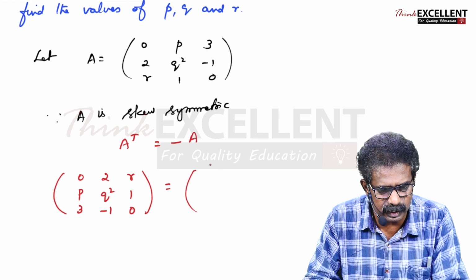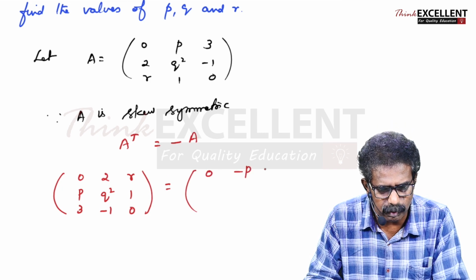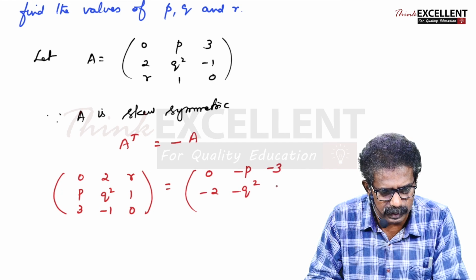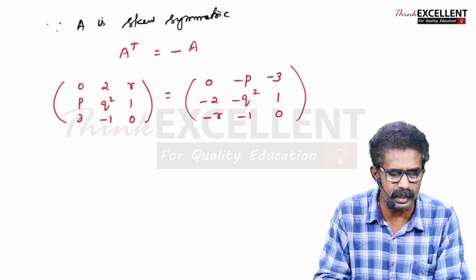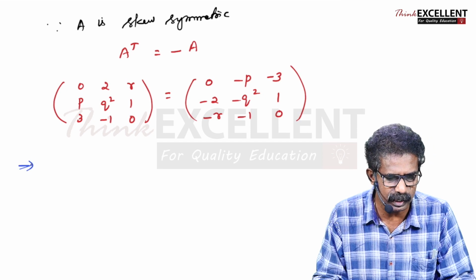So when you change the sign, you get 0, minus P, minus 3; minus 2, minus Q² plus 1; minus R, minus 1, 0. Now two matrices are equal. You know when two matrices are equal, the corresponding elements are equal, right?